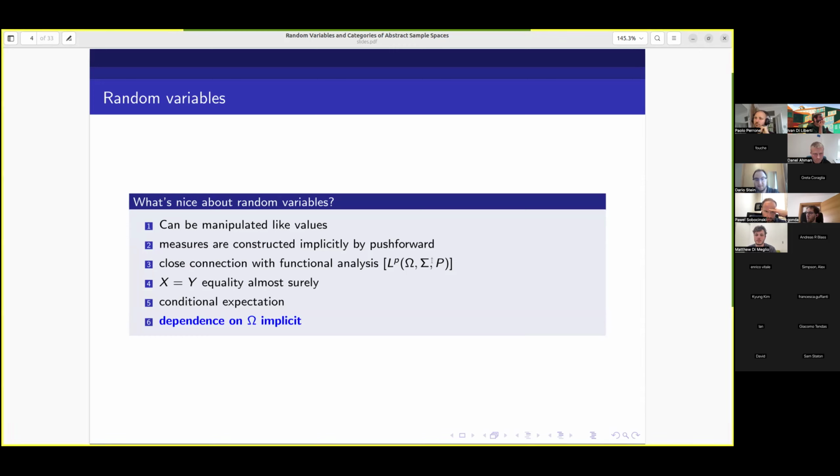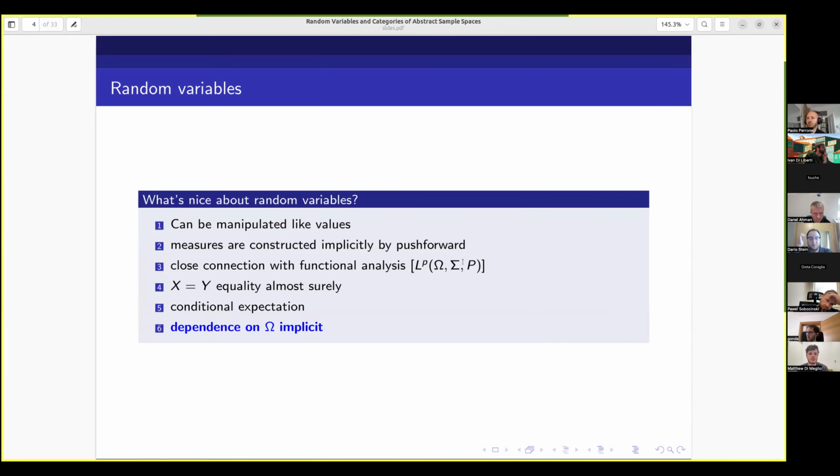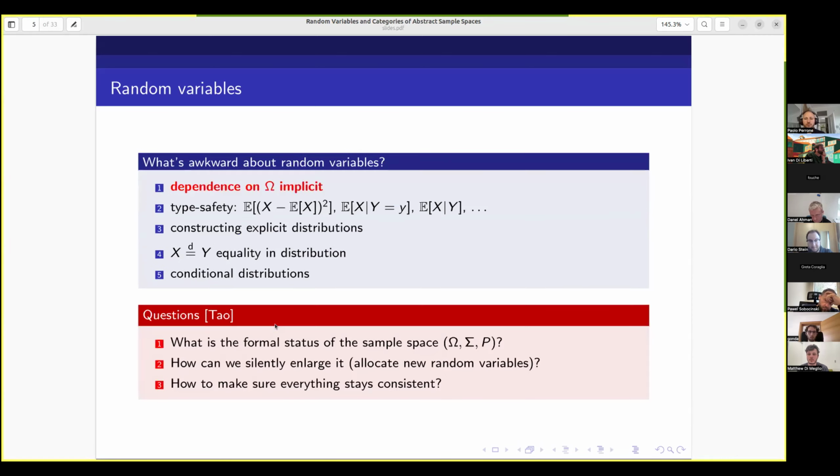Conditional expectation is nice because the conditional expectation of a variable is another random variable. It's not a distribution. So in order to even state this, we kind of need random variables. And of course, this nebulous sample space is around, but all the dependence on it is implicit, which we could say is a nice thing. But let me go to the next slide. It's also a bad thing.